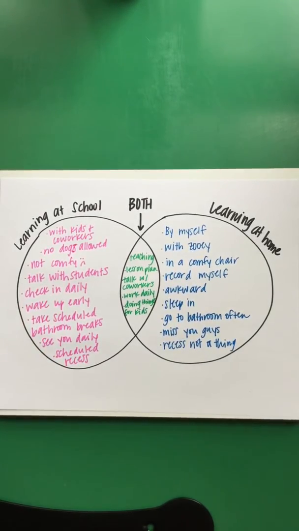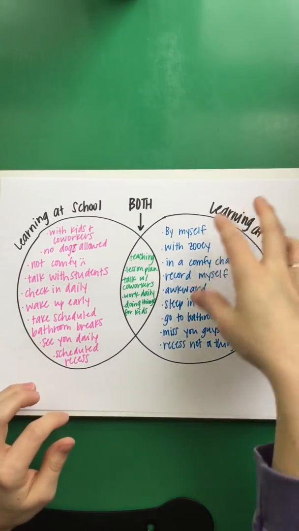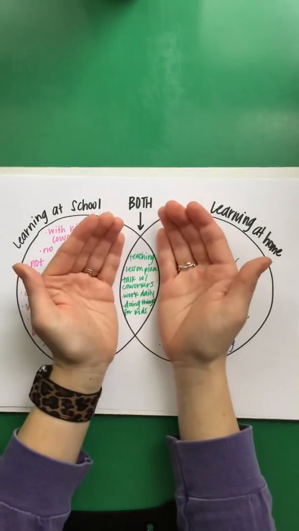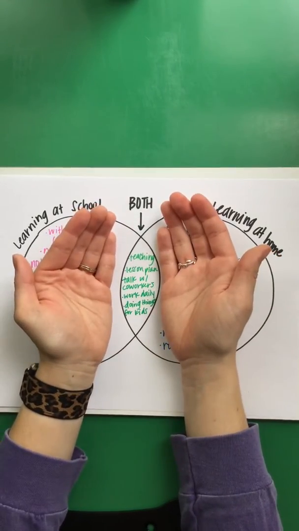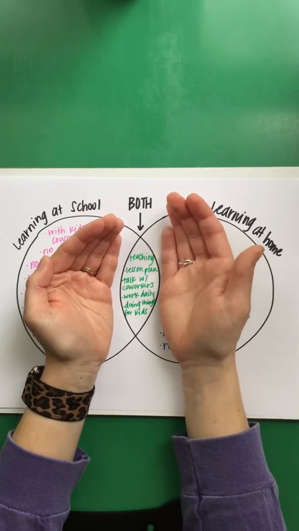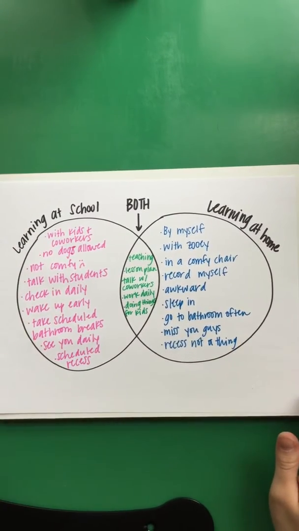So on one side, I have everything that I could think of about learning at school that I also don't do at home. And on this side, I've got everything about learning at home that is different from at school. And then in the middle, I have things that I would do whether I'm at work or at home. I teach, I lesson plan, I talk with my coworkers, I work every day, and I'm doing things for kids, no matter if I'm at home or at school. So there's your reminder of how to fill out your Venn diagram to compare and contrast.